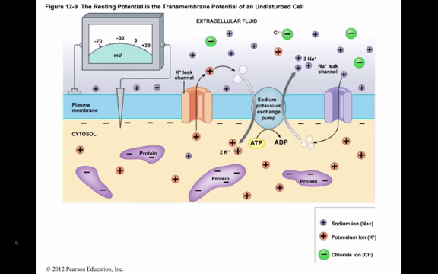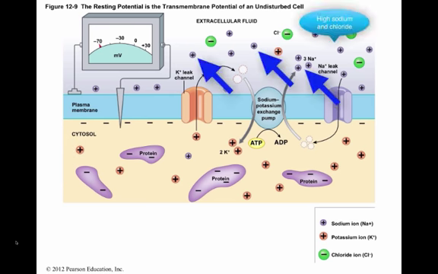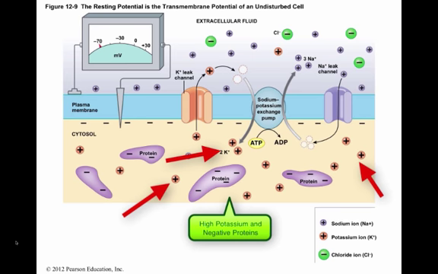There are three important concepts regarding the transmembrane potential. First, the extracellular fluid and the intracellular fluid differ in ionic composition. The extracellular fluid contains high concentrations of sodium ions and chloride ions, whereas the cytosol contains high concentrations of potassium ions and negatively charged proteins.